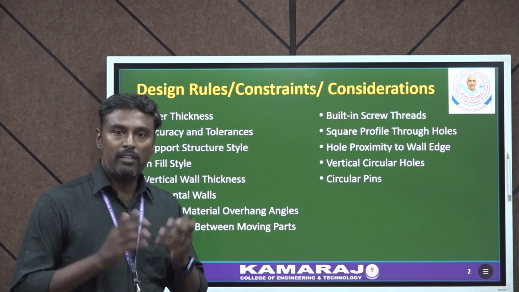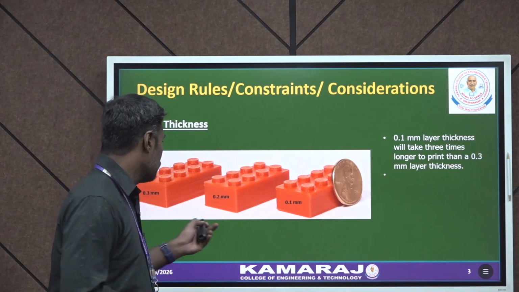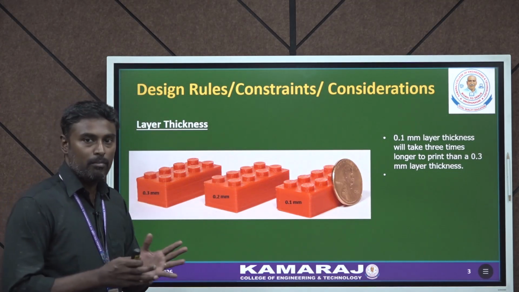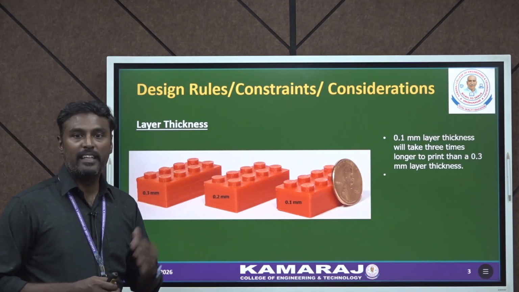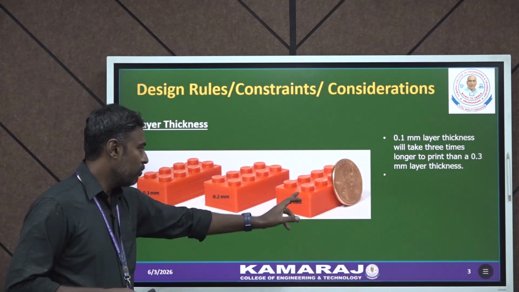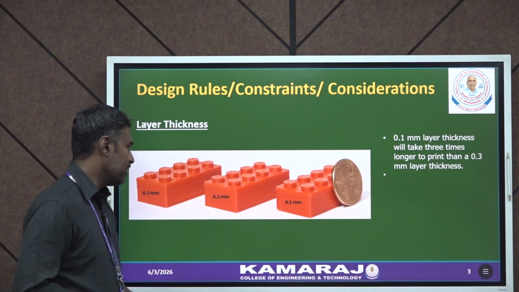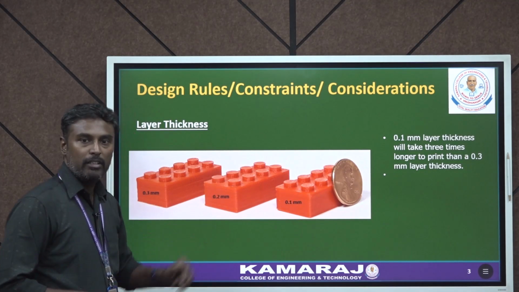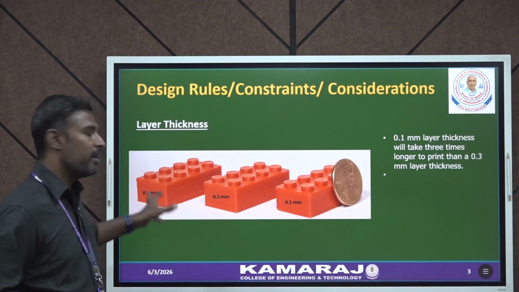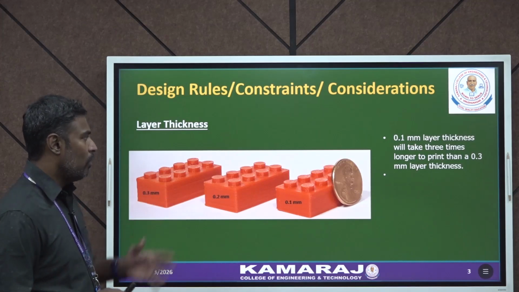First we will discuss in general. So this is layer thickness. For example, these 3 are the same component but printed with 3 varying layer thicknesses. On one side, we have printed this component with 0.1 mm layer thickness, this one is printed with 0.2 mm layer thickness, and this one is printed with 0.3 mm layer thickness. So what happens?